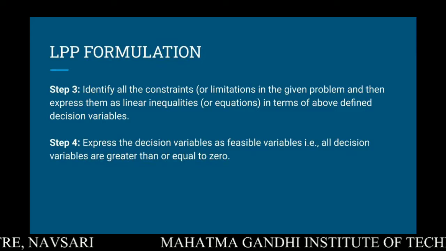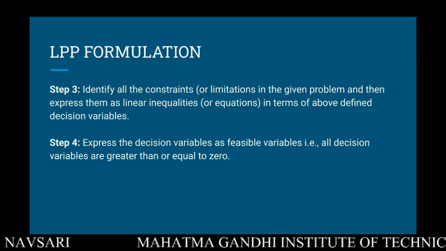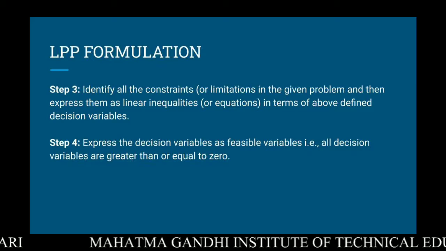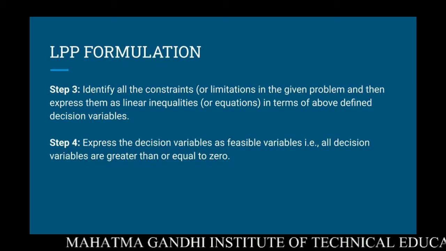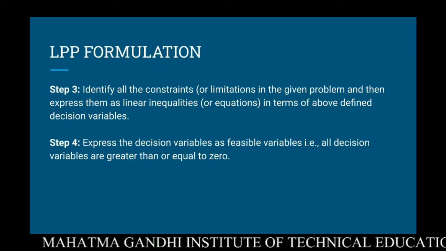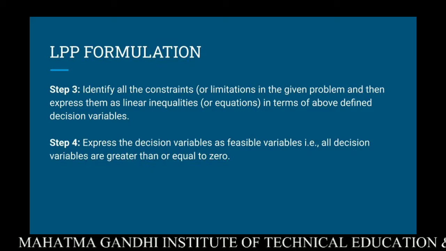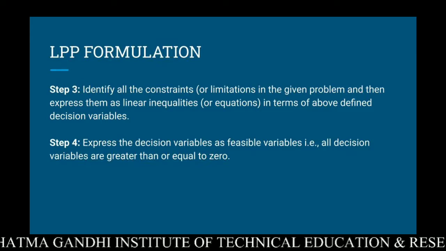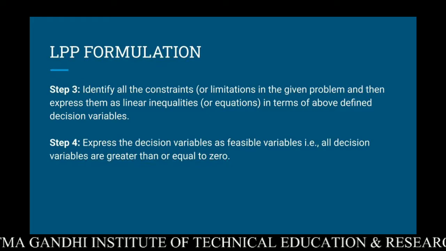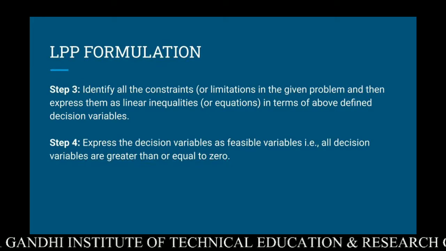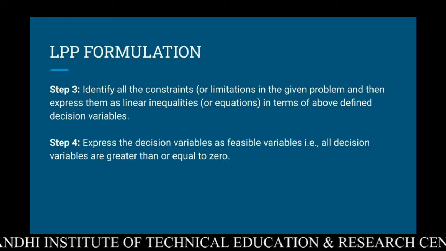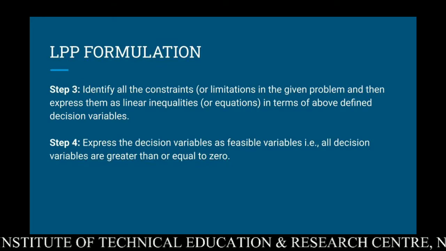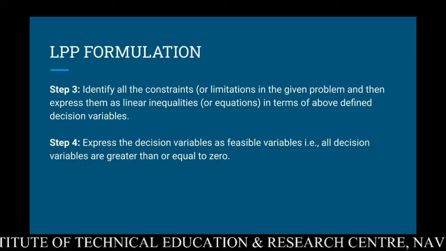Now step number 3: identify all the constraints. Constraints mean limitations. You have to work with limited resources. So identify the constraints, whatever the limitations are, and convert them into linear form. Identify all the constraints or limitations in the given problem and then express them as linear inequalities or equations in terms of our defined decision variables. In every equation or every constraint, you have to use the decision variables.